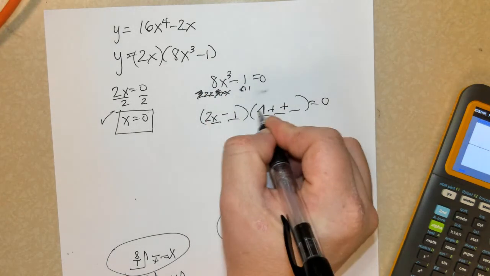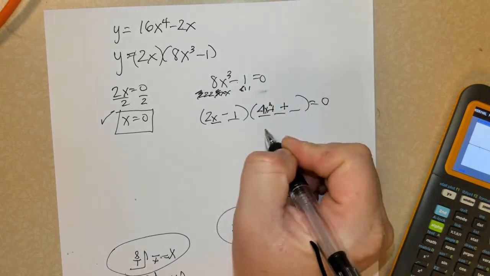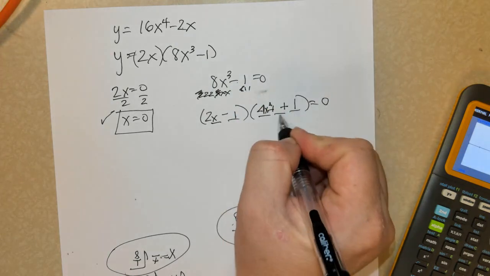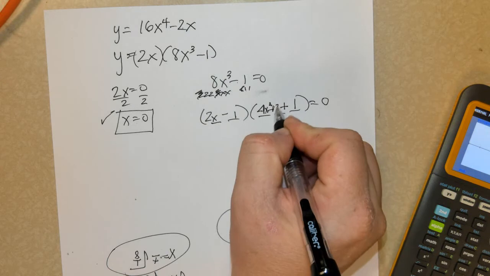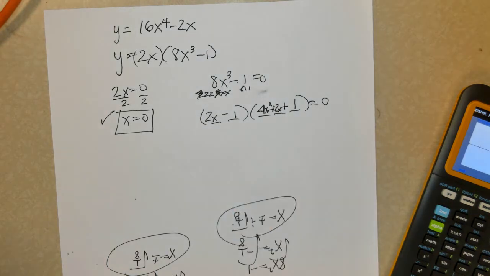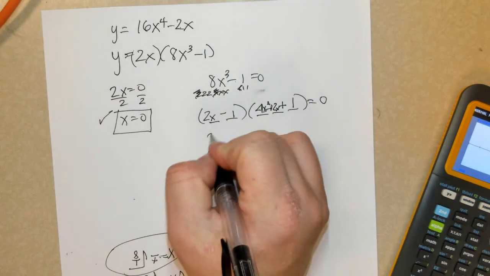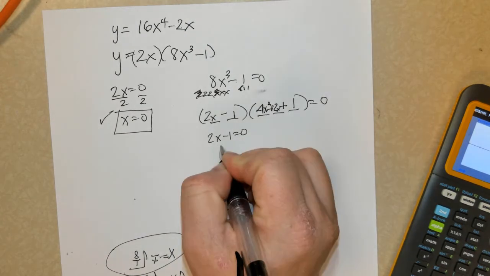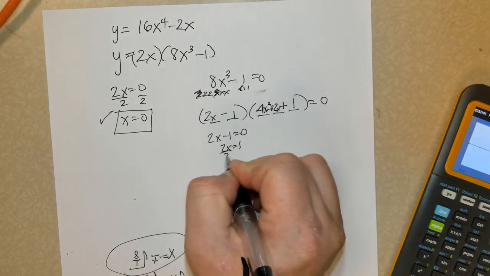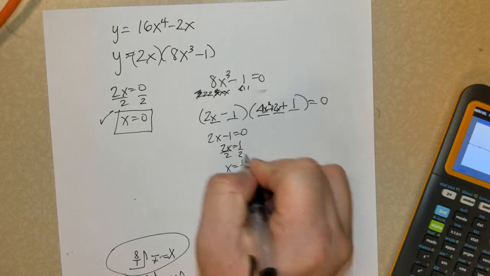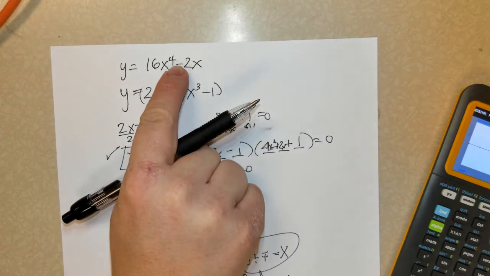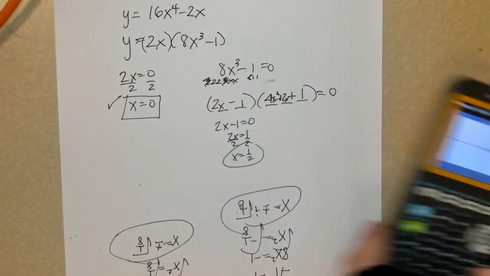2 times 2 is 4. X times x is x squared. 1 times 1 is 1. How do I fill up the middle? 2x times 1 is 2x. Same concept. I take this factor, I set it equal to 0 and solve. Add 1 to the opposite side. Divide by 2. This states that another one of the 4 answers is 1/2 or 0.5.